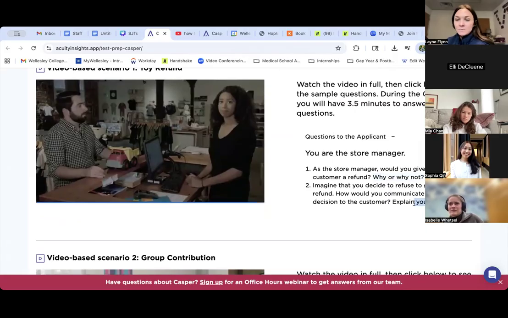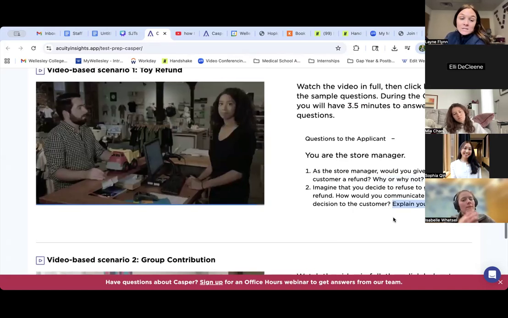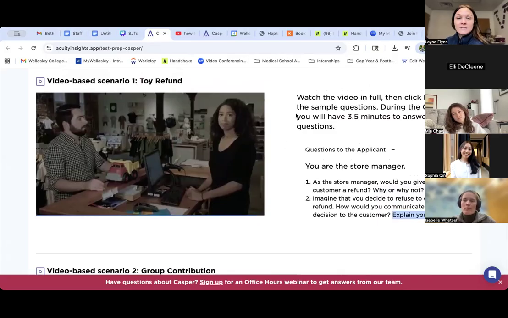And same here, explain your response. So imagine you decided to refuse a refund. How would you communicate with the customer and explain why, right? Why did you make that decision? Does that make sense for everybody? Kind of what you're looking at?